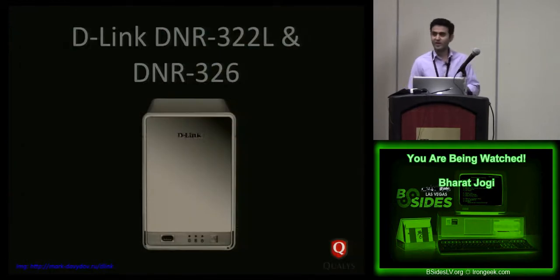The network video recorders that we will be dealing with today are D-Link's network recorders DNR-322L and DNR-326. Both of these devices are basically the same device. The firmware which goes inside both of them is the same. It's just that one is for the home edition and the other is for the business edition. The business edition has more storage and better hardware. But essentially the firmware which goes into these devices is basically the same.